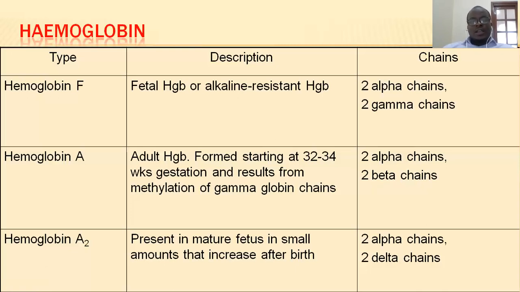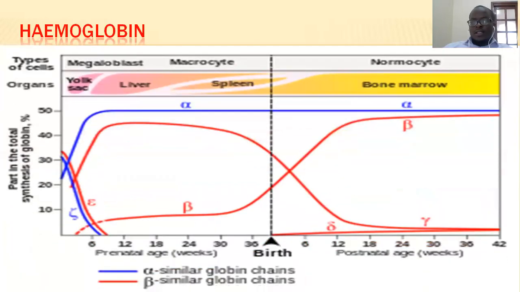Then adult hemoglobin 2, like I've already explained, has two alpha chains and two delta chains. The quantity of hemoglobin 2 will start increasing after birth. You don't have much of it, but you can appreciate it appearing in the blood after birth. Why? Because this adult hemoglobin 2 will be present in a mature fetus, but after birth is when the quantity will increase.